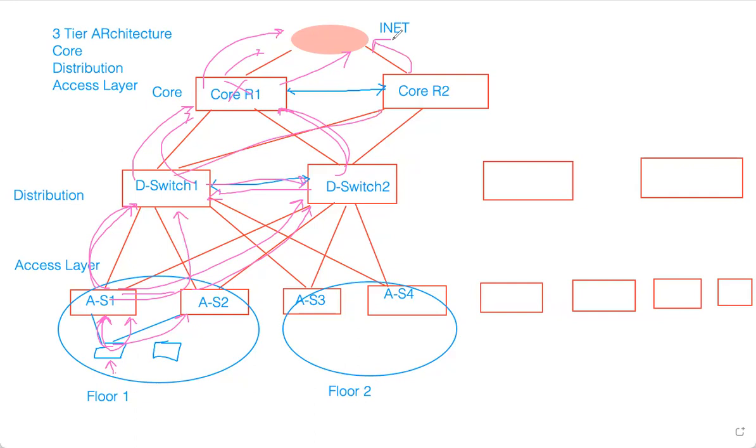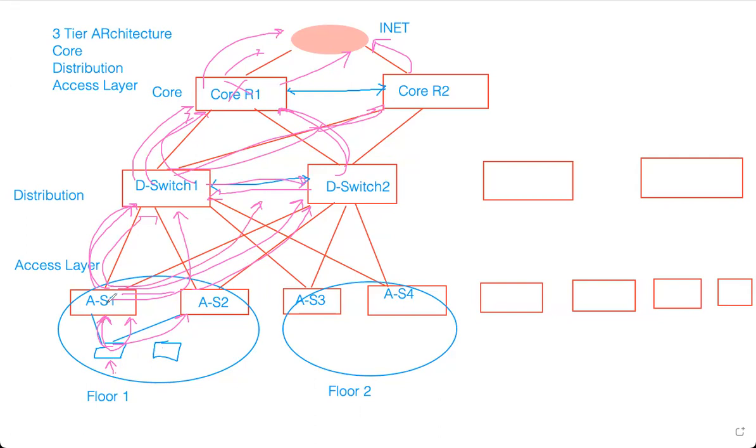This looks good on paper, but there are a lot of drawbacks as well, because switch 1 has to choose whether to use DS1 or DS2. And DS1 has to choose whether to go to router 1 or router 2, right? And sometimes it can also cause a loop.